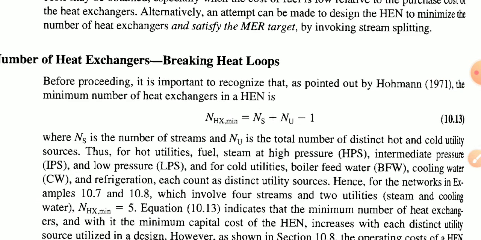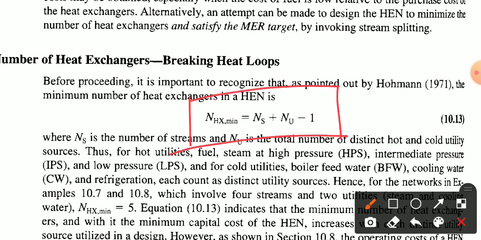Before any processing, it is important to recognize that, as pointed out by Hohmann in 1971, the minimum number of heat exchangers in a heat exchanger network system is the most important equation we will discuss. It is N_HX minimum equal to NS plus NU minus 1.